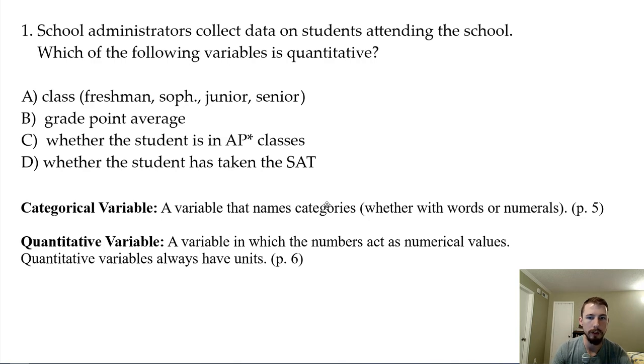School administrators collect data on students attending the school. Which of the following is quantitative? So quantitative has units and is not broken down into categories. So this is definitely categorical. Grade point average, that would be quantitative. The reason that would be quantitative is because our units are GPA, and it's going to be continuous, all the way from 0 all the way up to 4 or 5. Whether or not they're in an AP class, it's yes or no, that's categorical. Whether they've taken the ACT, that's also categorical, yes or no.